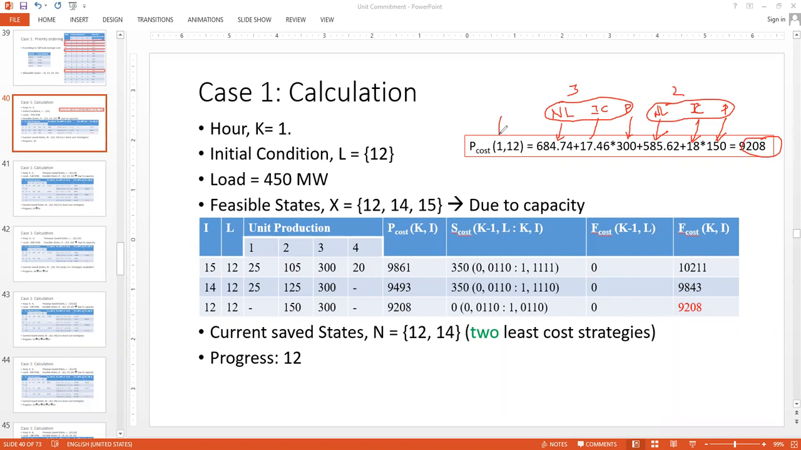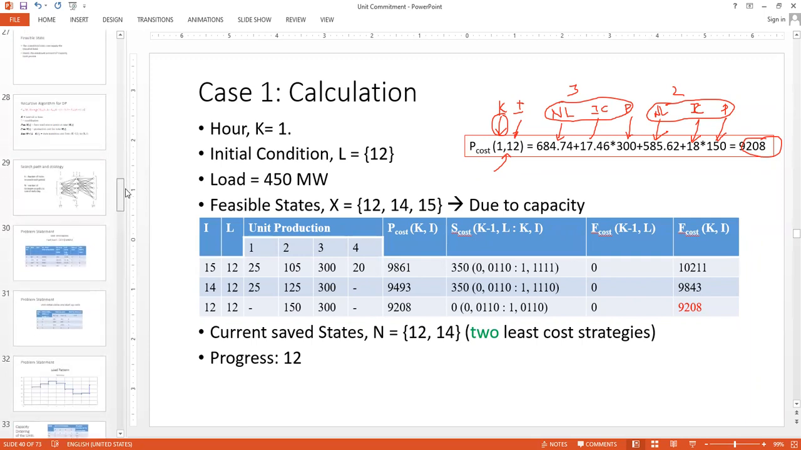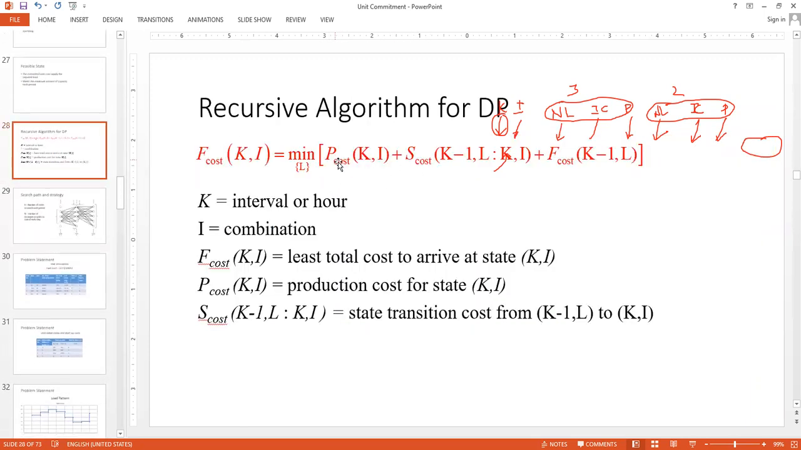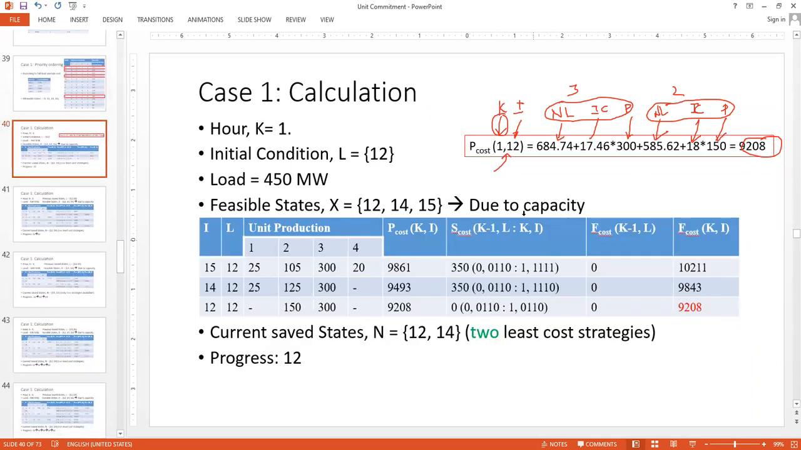So P cost 1, 12 means this is hour number 1 with state 12 being chosen. This is the meaning of the bracketed terms over here: this is K and this is I. Remember in the DP algorithm, the first entry was P cost Ki. If you go back to slide number 28, you'll see P cost Ki. So we are calculating P cost Ki, which is shown here as 9208.